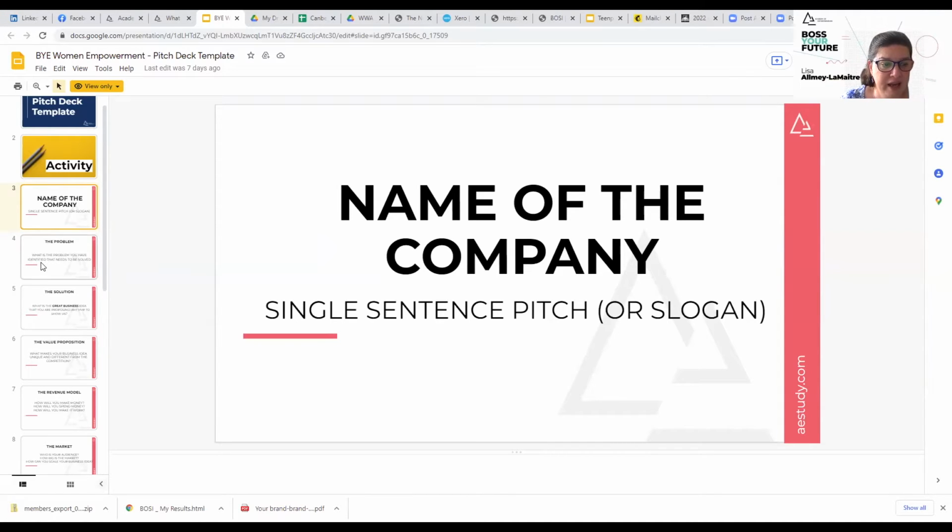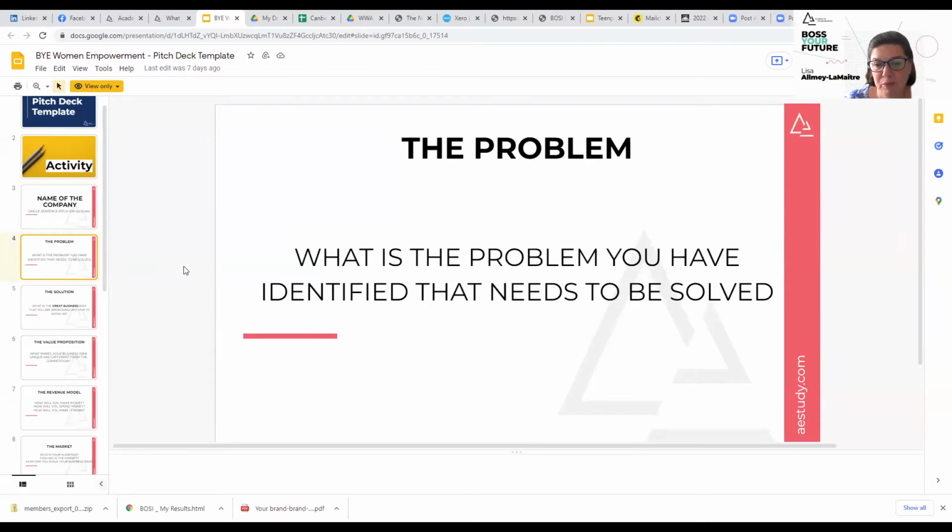The next slide talks about what is the problem you have identified that needs to be solved. You could have that on a slide, but that might be something that you talk about when you're introducing the business. So that's a slide you could potentially not have represented in the deck, but it's content that you need to be sharing.